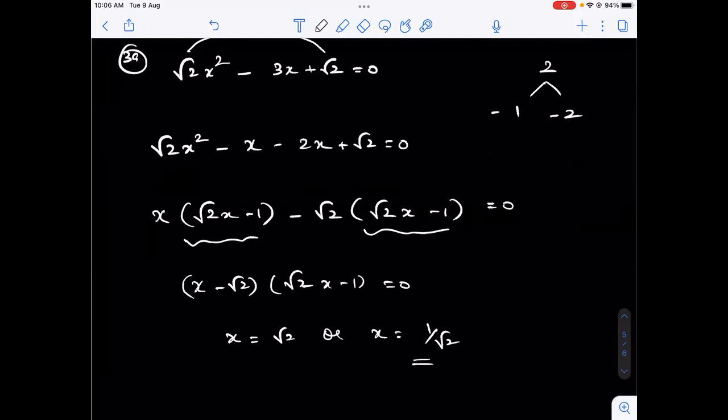Is there an option? It is there. See, 1 by root 2 is root 2 by 2 only. No, rationalize it. They'll confuse you, but you need to be careful. Okay, option C is the right answer. That is why they gave none of these also. They want to confuse you.